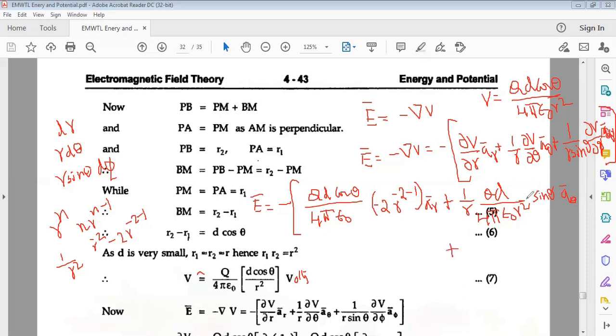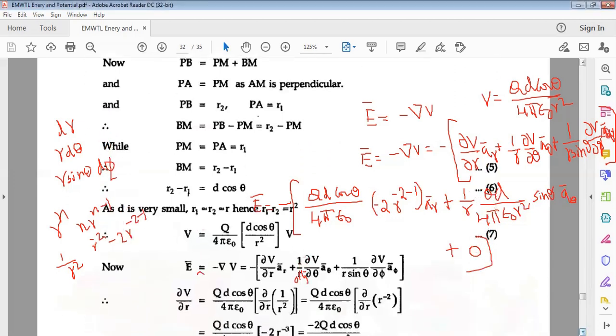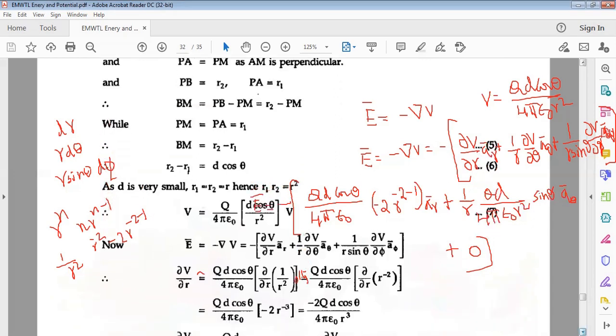And the third term is 1 by r sin theta into dou v by dou phi. There is no phi here. It's totally a constant. The derivative, dou v by dou phi, is 0. Derivative of a constant is 0. So there is no third term. After applying the derivative to the third term, we'll get 0. Got it, my dear friends?